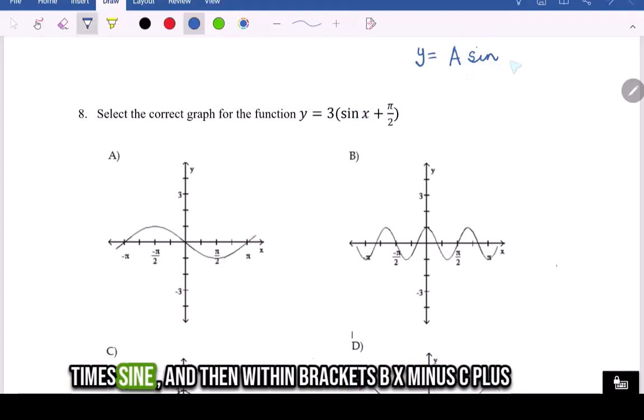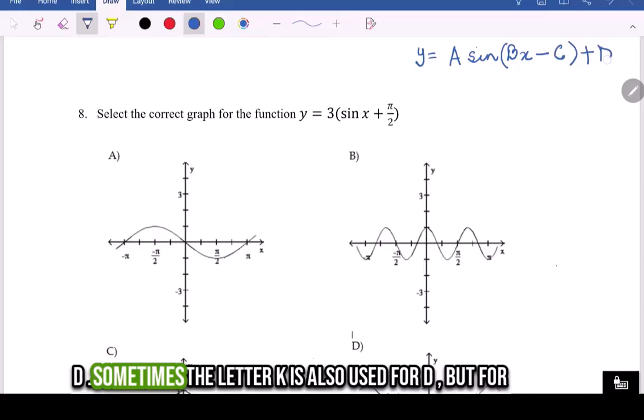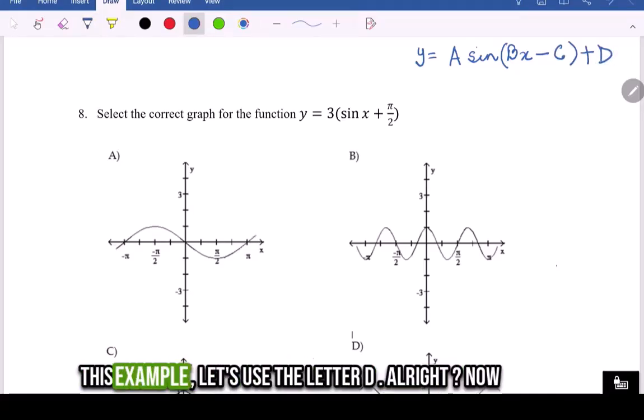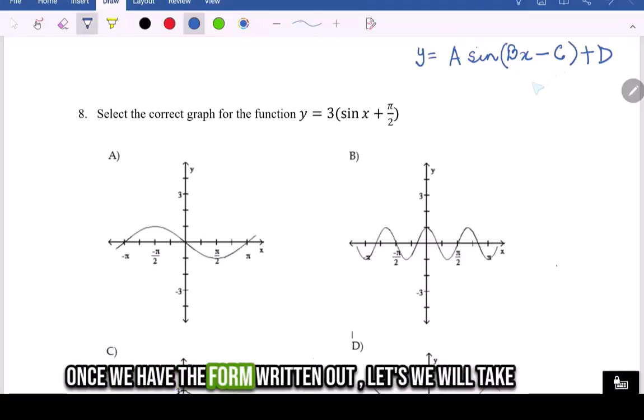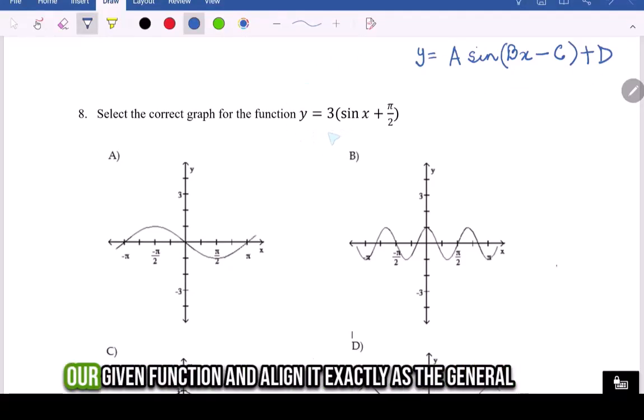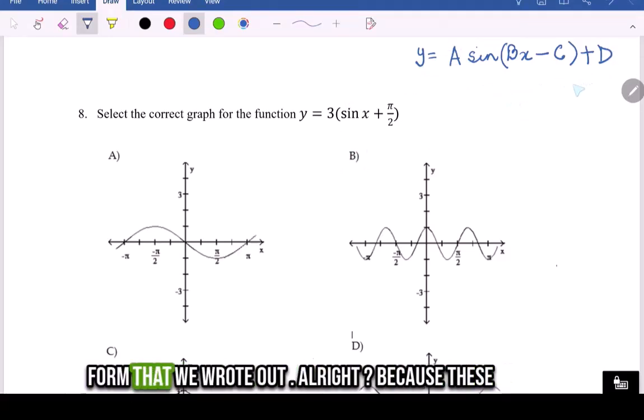So a times sine, and then within brackets, bx minus c plus d. Sometimes the letter k is also used for d, but for this example, let's use the letter d. All right. Now, once we have the form written out, we will take our given function and align it exactly as the general form that we wrote out.